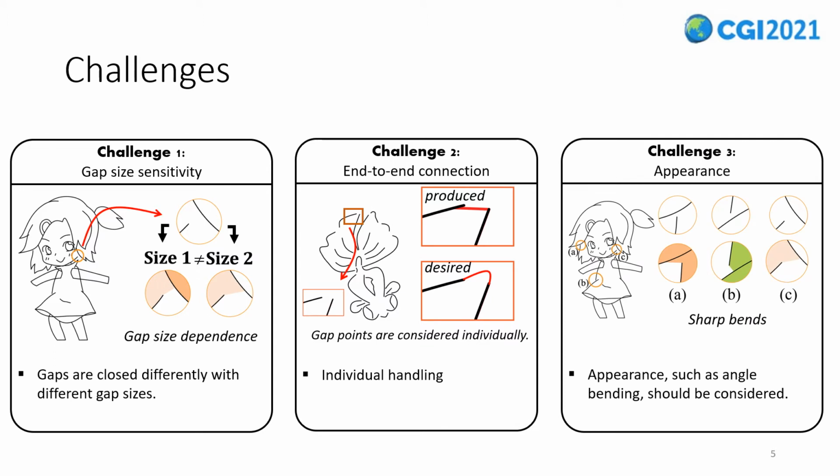The third one is appearance. As we can see, although our gaps are closed, we can see bands, which we call sharp bands. However, they are usually supposed to be smoothly connected. When a gap is big, this problem becomes more significant.